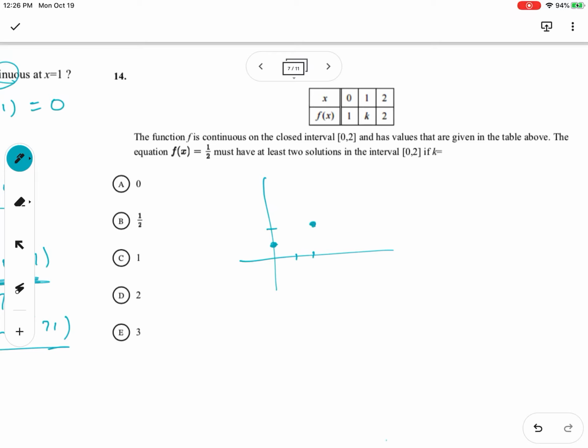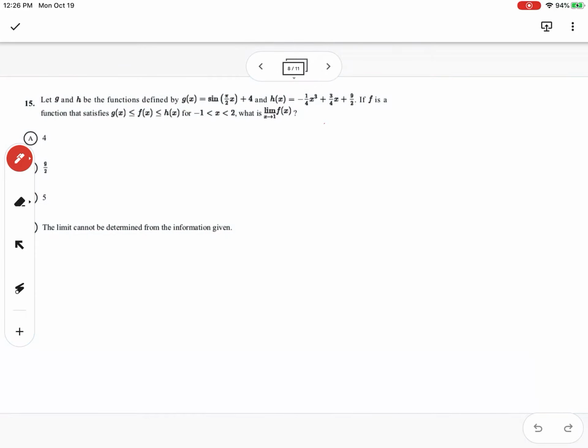I always like to graph them out just to make sure I know what's going on. So there's my 2 points. There's my interval. Now I don't know what's going on, but the equation f of x equals 1/2, so meaning the horizontal line, must have at least 2 solutions if k equals... So if it's 0, it would have 2. If it's 1/2, it would only have 1. And then these 3 are just above the line, so it doesn't really help. So the answer for that one would be A.